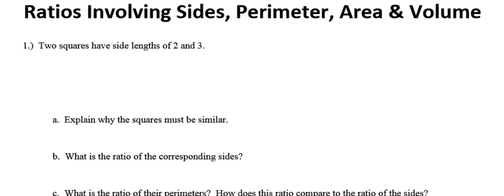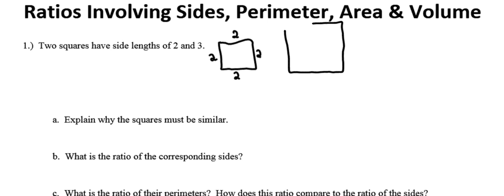I'm going to start out by taking a look at two squares. One square has sides of length 2, and the second square has sides of length 3. So I'm going to draw a sketch of each of those figures. There's my square whose sides each have a length of 2. And there's my square whose sides have a length of 3.